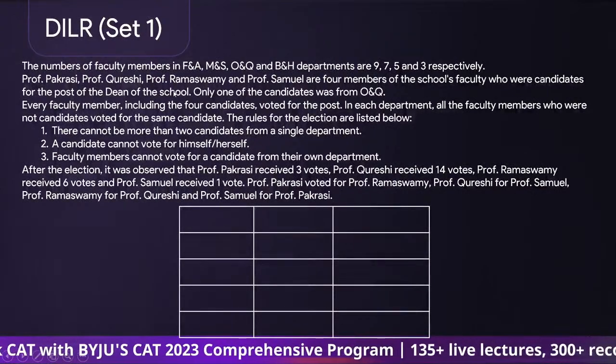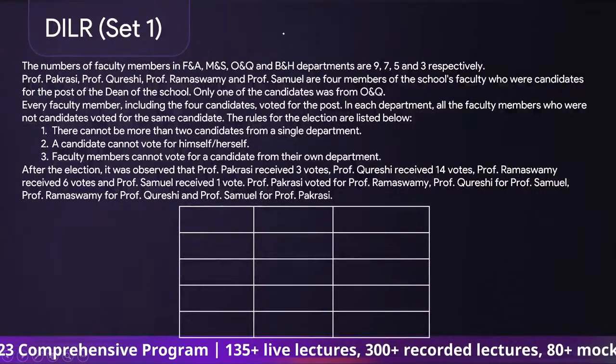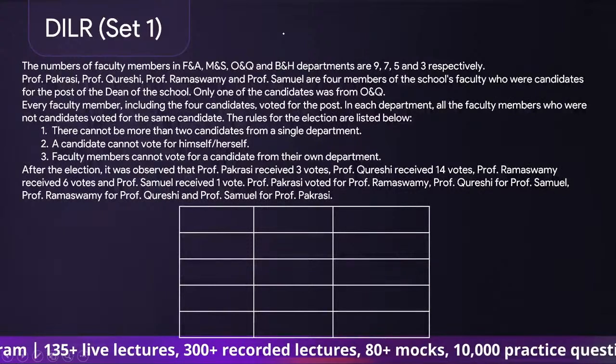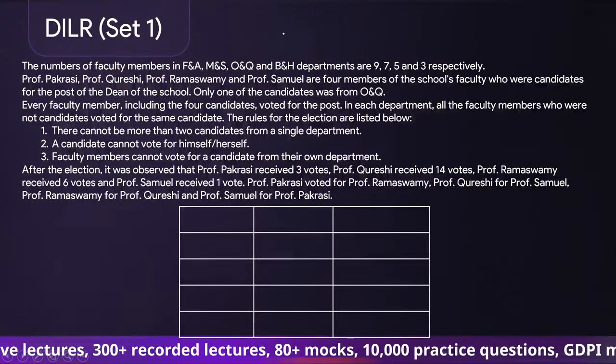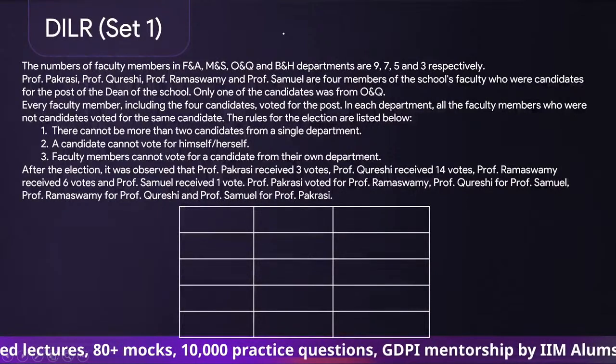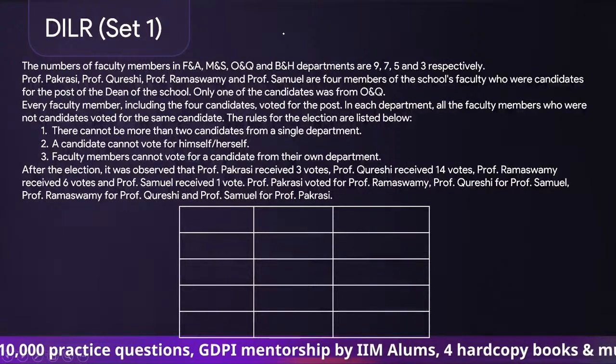So the numbers of faculty members in these departments are 9, 7, 5 and 3. And then we have Professors P, Q, R, S, the 4 members of the school's faculty who were candidates. And only one of the candidates was from O and Q. So हमें ये सारे पता है.